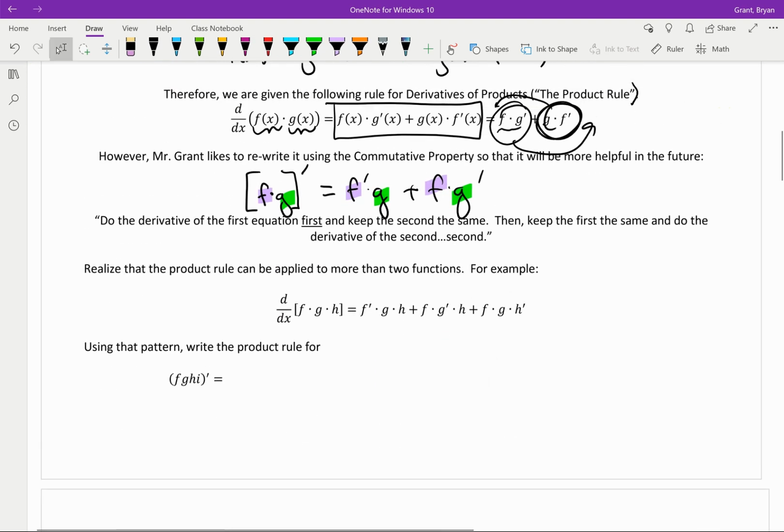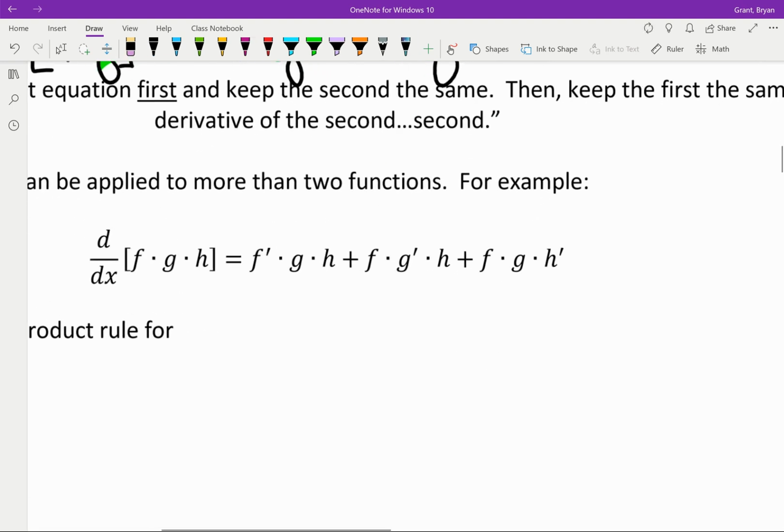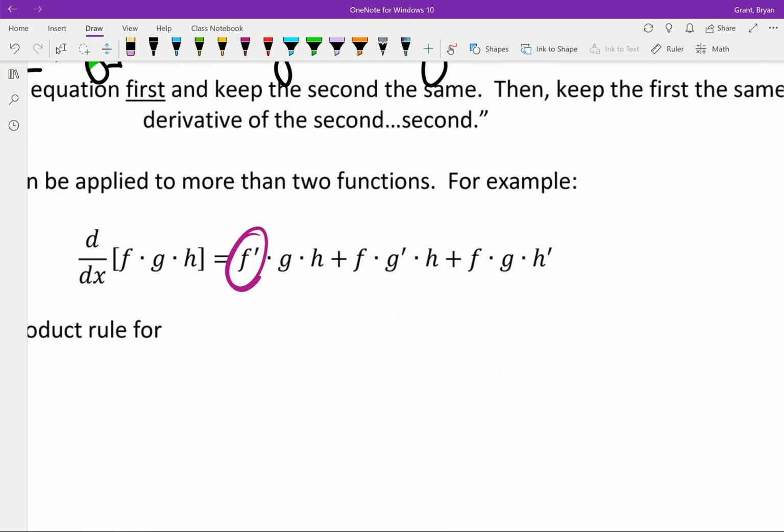You should also realize the product rule can be applied to more than two functions. Let's say you had like e to the x times sine of x times x squared. That's three functions. Well, if you take the derivative of three functions, it's the same idea. You do the derivative of the first one first, keep the other two the same. Then you do the derivative of the second one second, keep the other two the same. Derivative of the third one third, keep the other two the same. And the order is exactly the same this way, right?